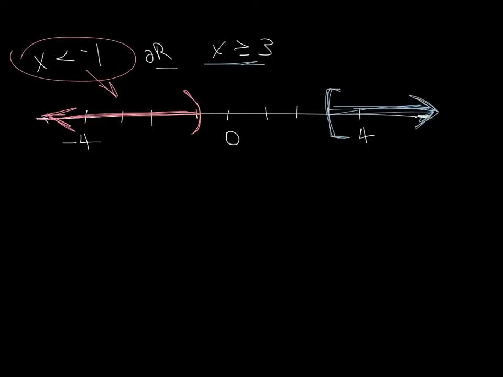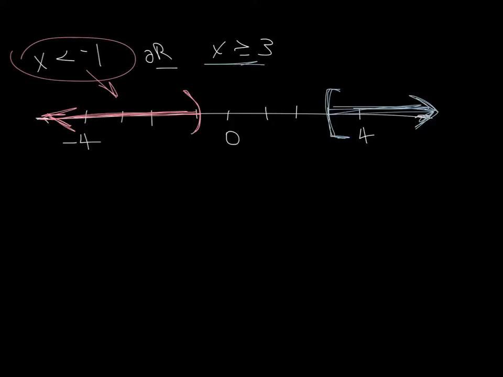So notice there's no intersection. There are no numbers that work for both of these. I've got numbers here and I have numbers here. They don't intersect. There's nothing in common with those. So that's the way I would graph it.